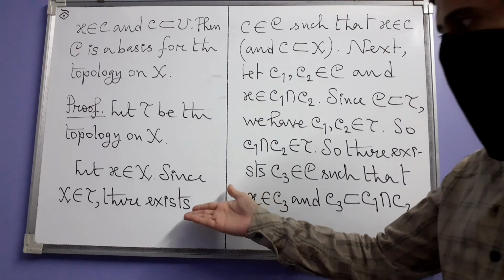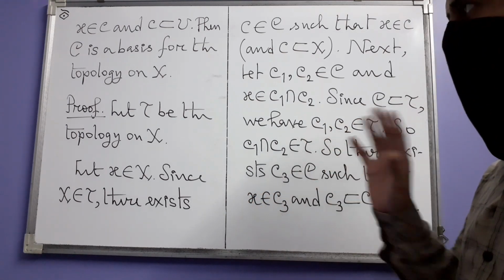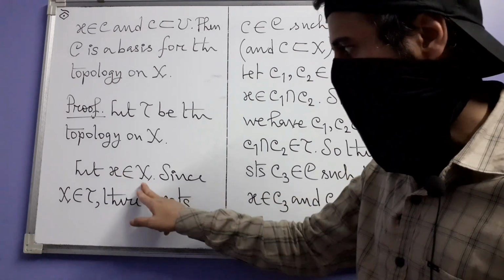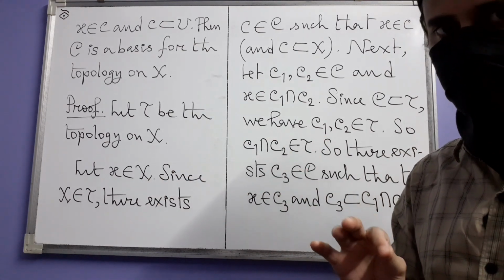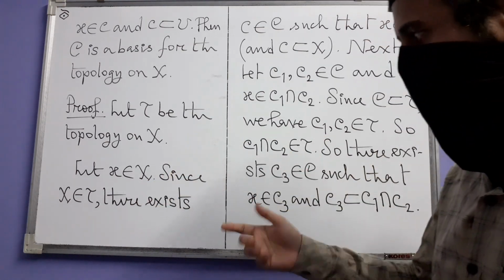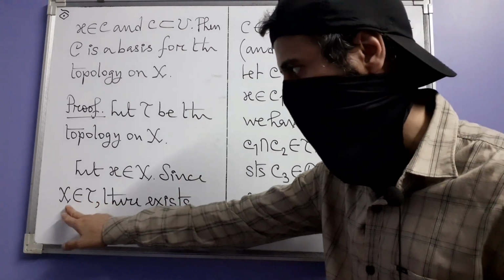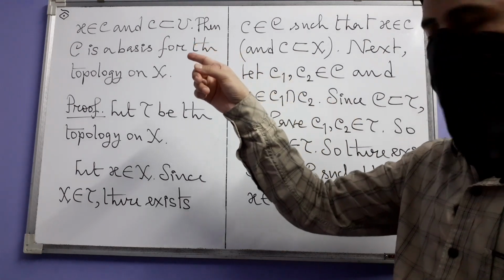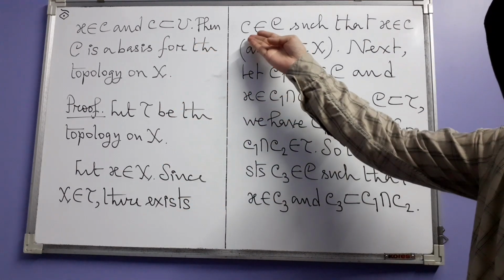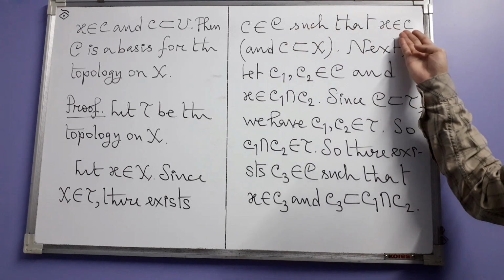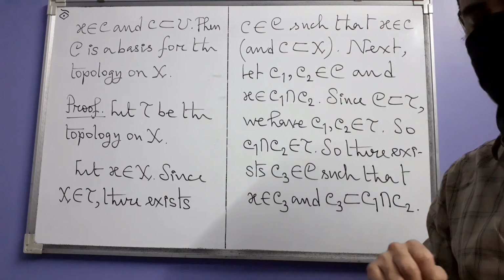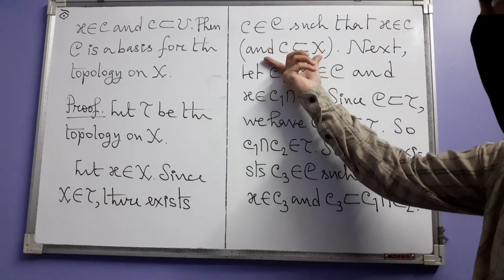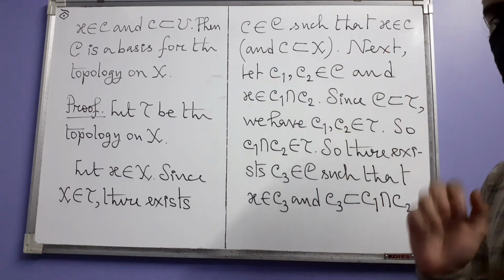So let's go one by one for the conditions that a basis has to satisfy. The first is that any point X in X has to be contained in some basis element. So let X be any point in X. Now note that tau being a topology contains the set X itself as an element. So by the property that this collection satisfies, there will be a set C in this collection such that X belongs to C and C is contained in that set X, in that open set X. Now this part I have written in brackets because it's not really that important here.